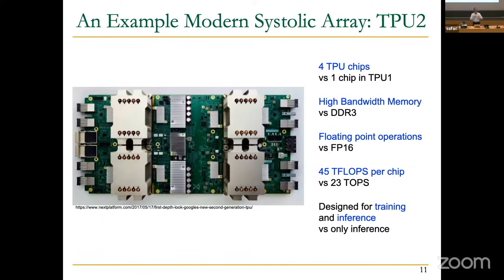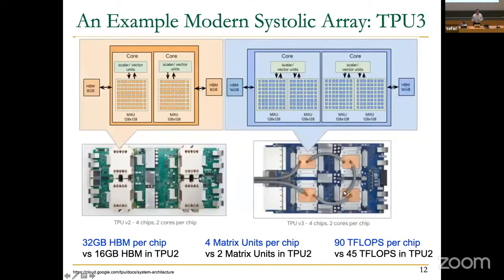It still needs a lot of data because these are quite data intensive applications. So they basically replace the traditional memories with high bandwidth memories. As you can see, they actually add floating point operations and they increase the computational power. And then TPU3 has even higher bandwidth and larger memories, more matrix units, as you can see, not just 2 systolic arrays, but 4 systolic arrays now. And then the teraflops is increasing.